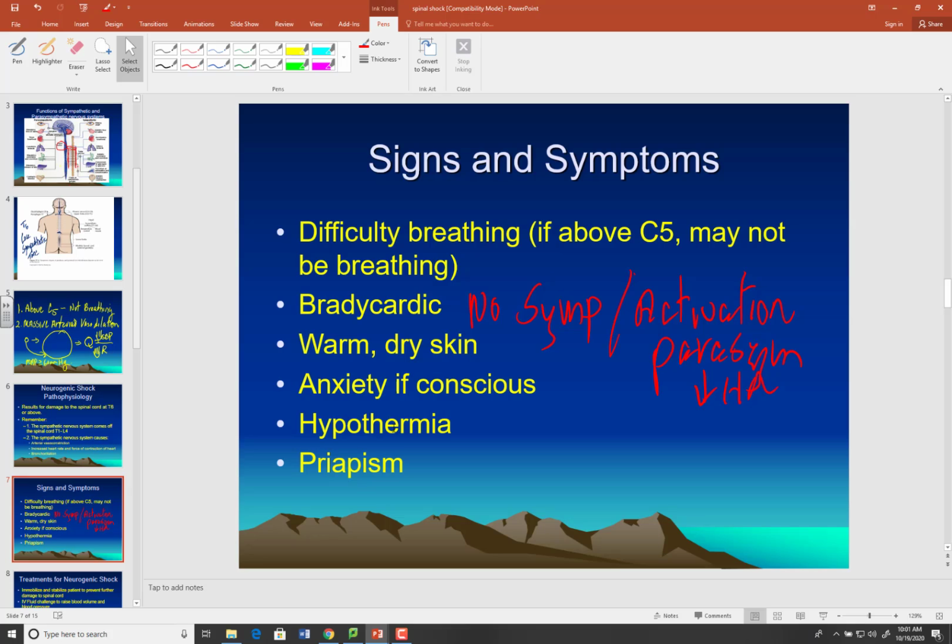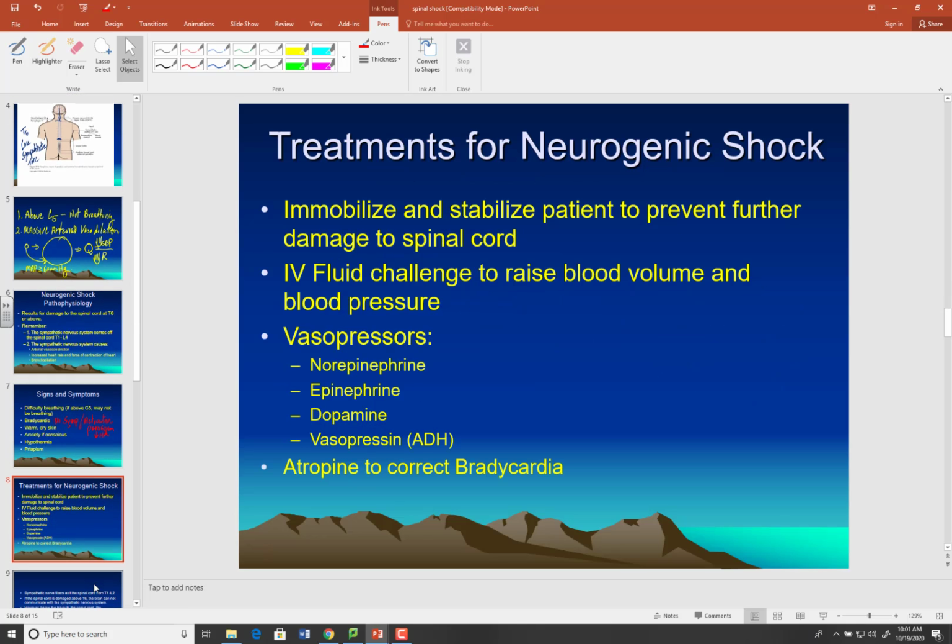They're going to get arterial vasodilation of the penile arteries, and that's going to cause an erection. Now, what do you do? Well, your first priority is to immobilize and stabilize the patient so they don't damage the spinal cord further, right? And then you want to give them an IV fluid challenge, try to raise their blood pressure, get that thing up.